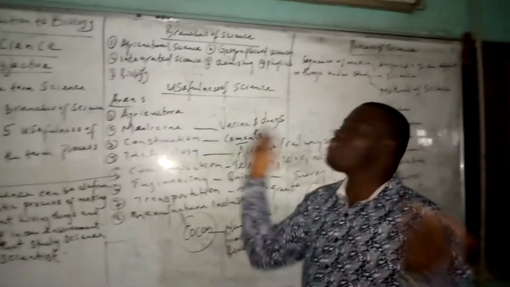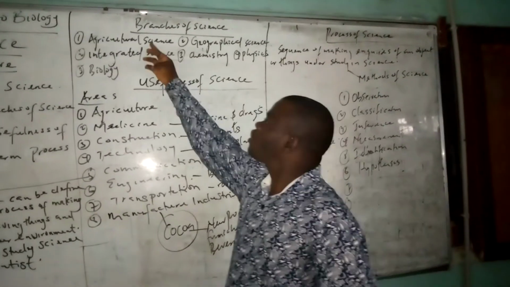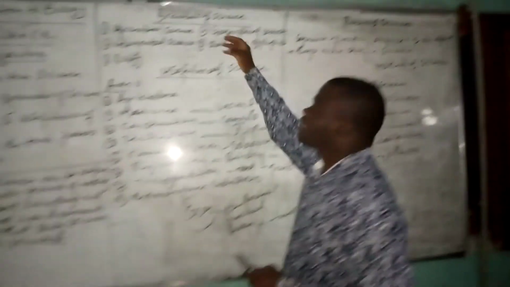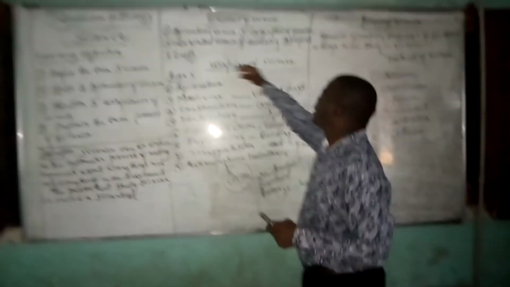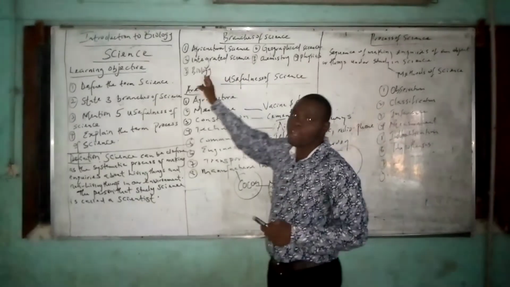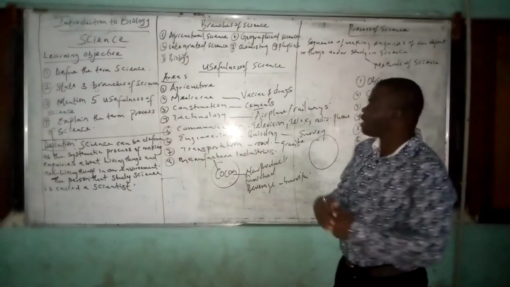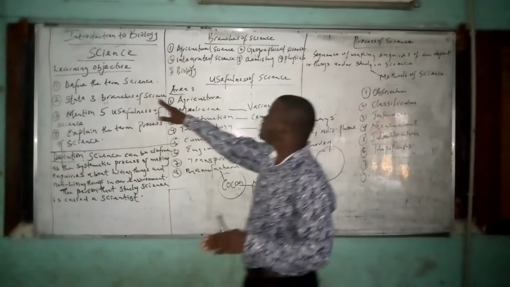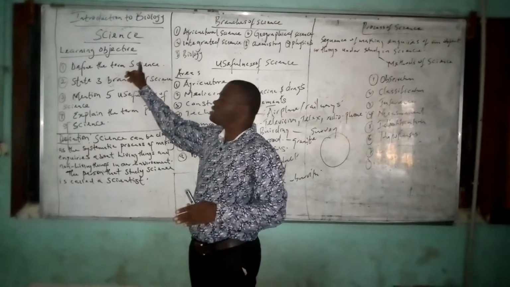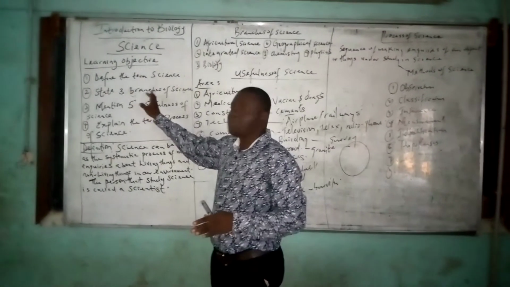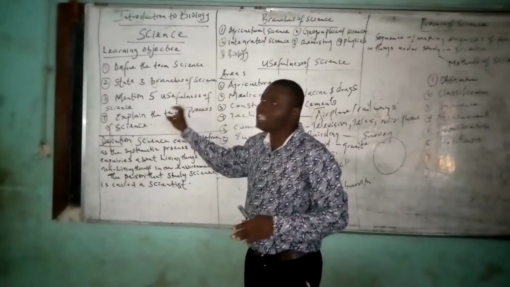Now let's talk about branches of science. There are different branches of science. We have agricultural science, geographical science, integrated science, chemistry, physics, and biology that we're about to look at. These are the different branches of science that we have. Before we go, we have achieved our learning objective, which is the definition of science and the branches of science. We're now going to the usefulness of science.